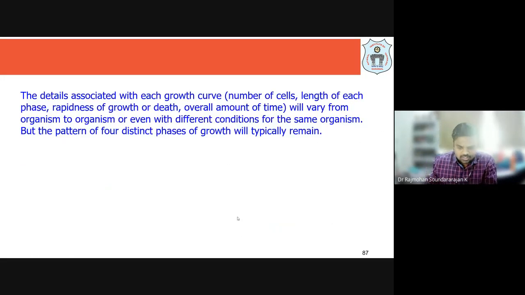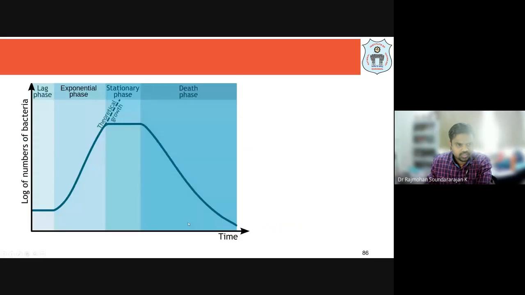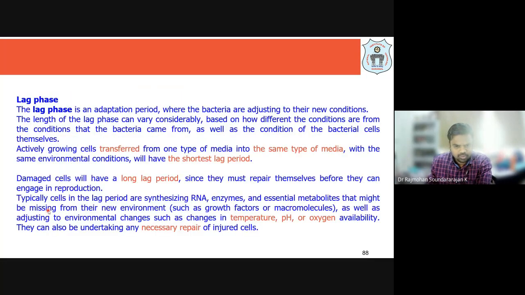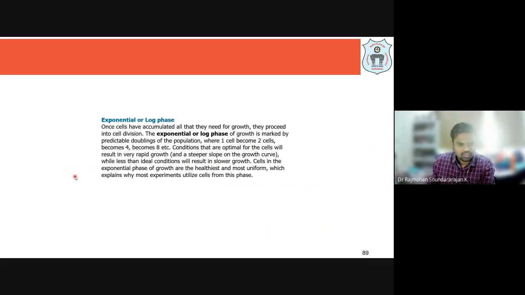That is what the lag phase diagram is here. In this lag phase, this is what happens. They are adjusting, producing whatever is missing from the old environment. To adjust to that, they will be producing some of the RNAs, enzymes, or essential metabolites required. Also, they make themselves adjustable to the new condition of temperature, pH, or oxygen. Also, any repair needed, they need to do that repairing of injured cells. So that's what takes place in the lag phase.